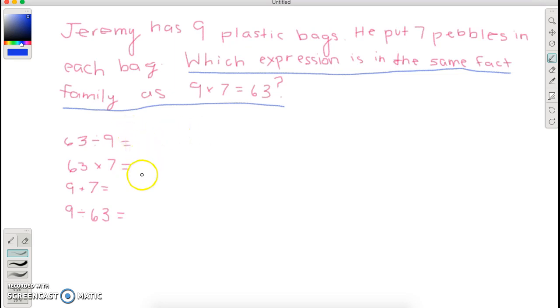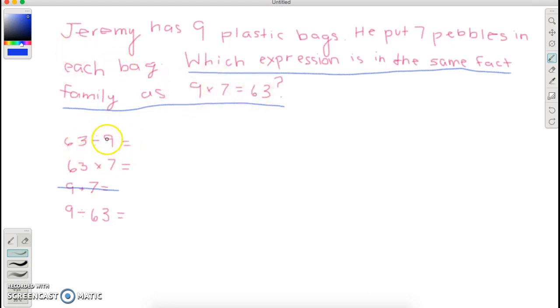So if we have these answer choices, the first thing we can do is take away any that have an addition or a subtraction in it. So that's going to be this one, so we can cross this out. We know that this isn't going to be part of it. For the rest of it, we can go ahead and solve the questions, and see if those 3 numbers are going to be the same as 9, 7, and 63.